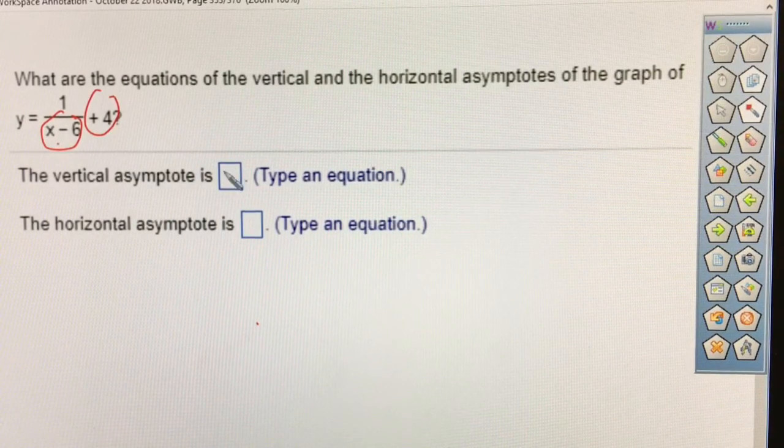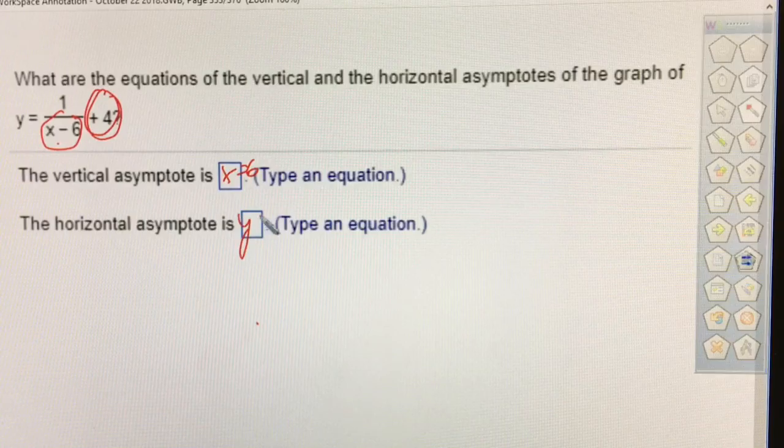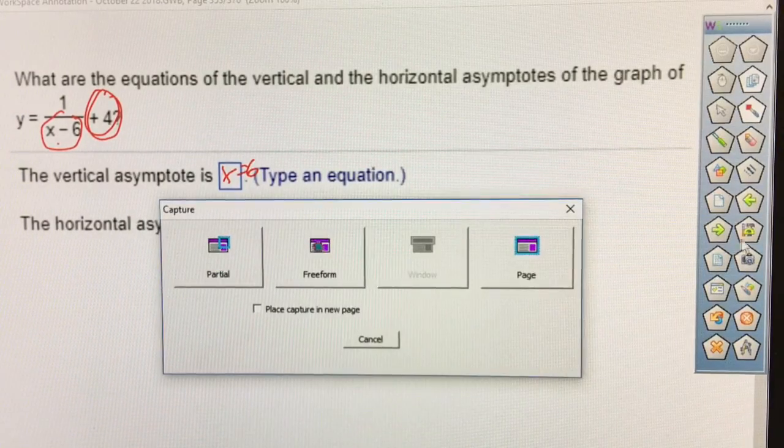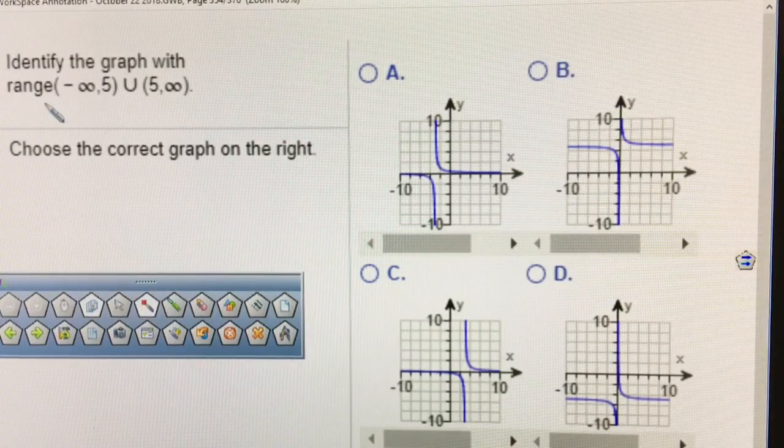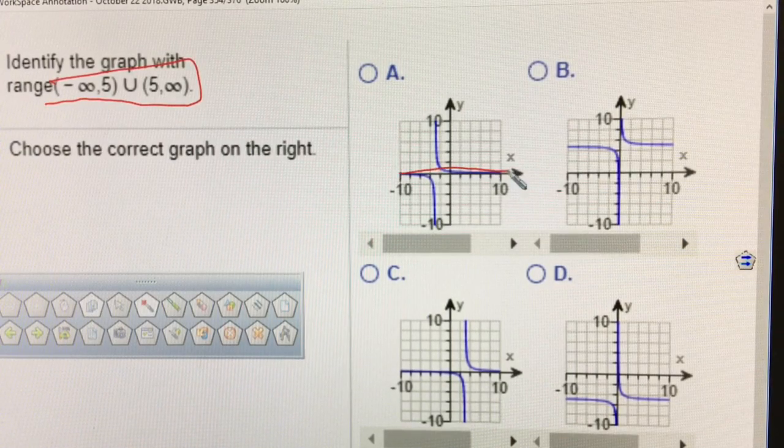Opposite same. The vertical asymptote is x equals 6. The horizontal asymptote is y equals 4. Getting into the asymptote world. It has a range with a gap at 5. So this has a gap at 0. This one has a gap at 5, a gap at 0, a gap at negative 5. It's going to be B.